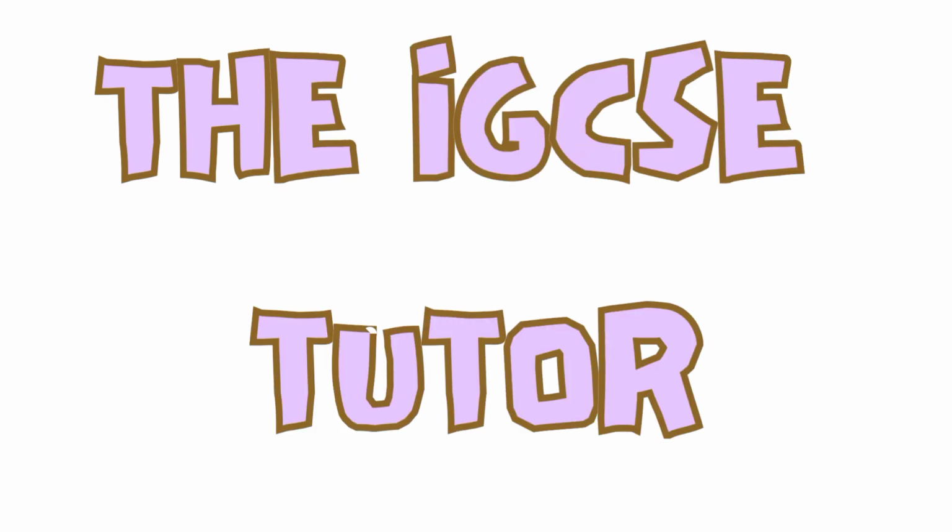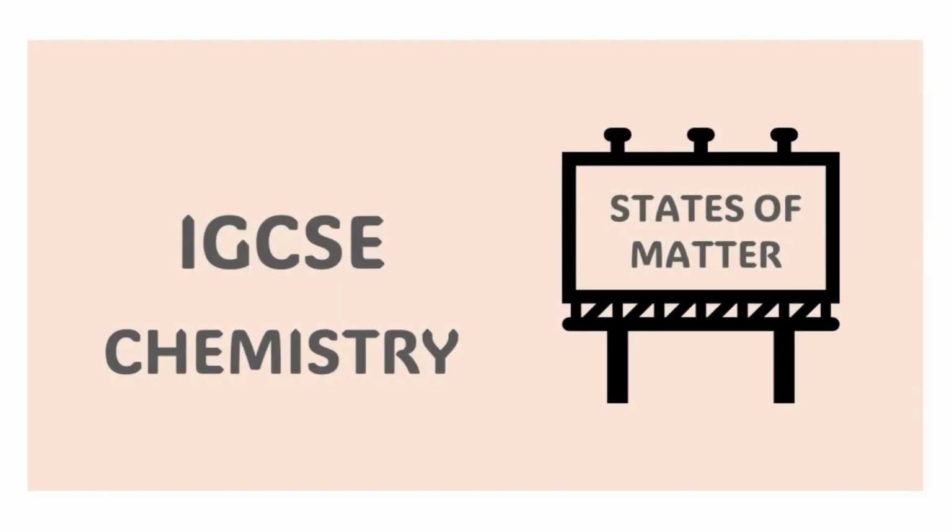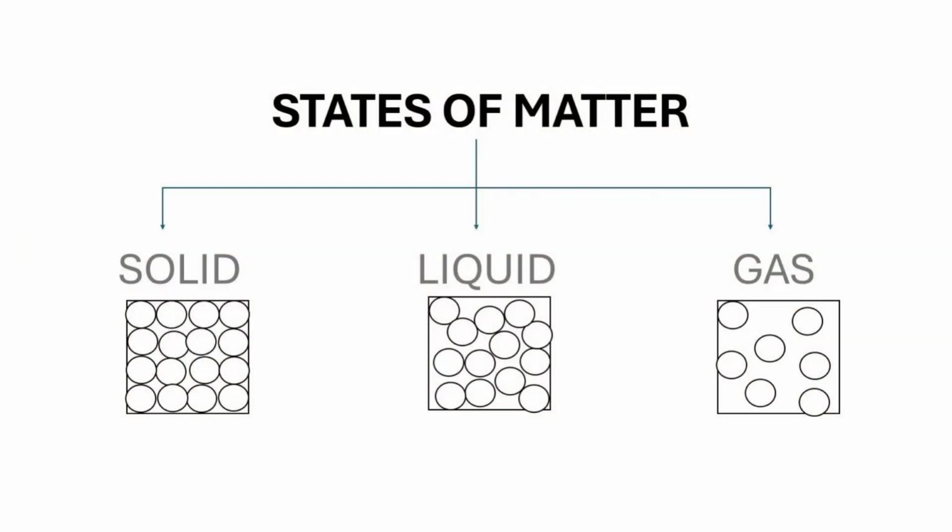In today's episode, we'll explore the fascinating topic of states of matter, including their properties, interconversions, and practical applications. Let's start with the three states of matter: solids, liquids, and gases. Each state has distinct characteristics based on the arrangement, movement, and energy of its particles.